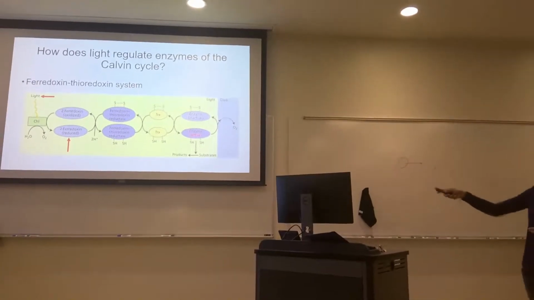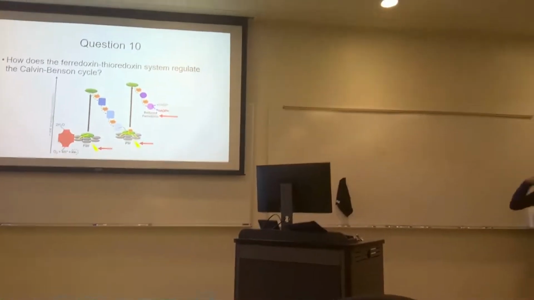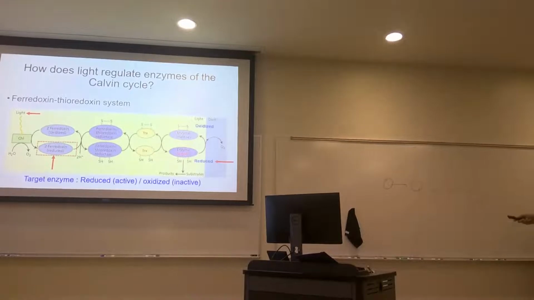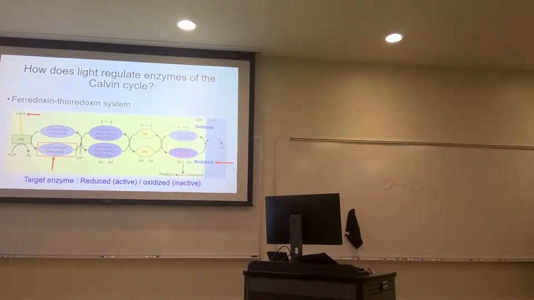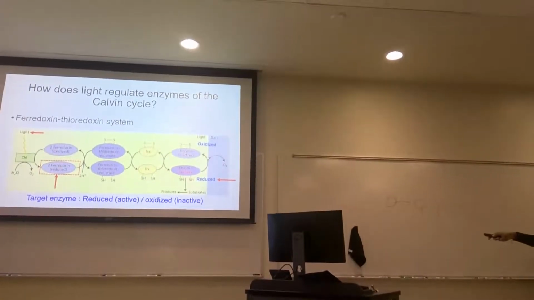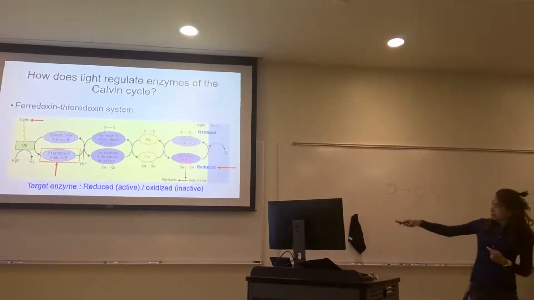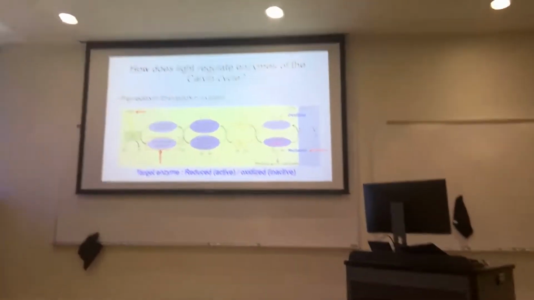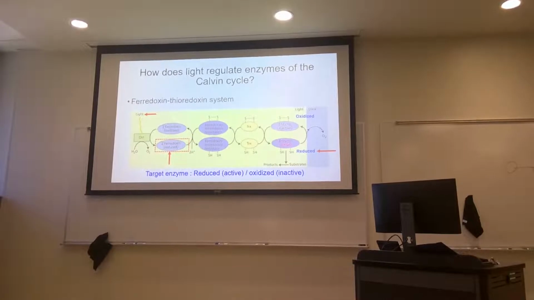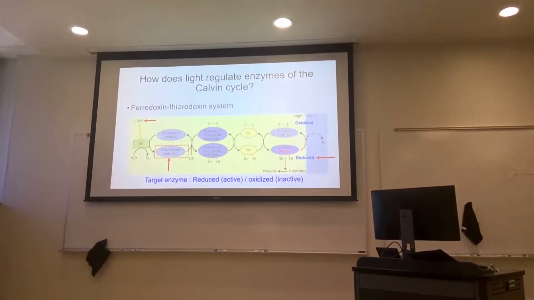So you need light and this reduced ferredoxin, which is the last product, to reduce four things that we don't care what they are, to basically activate those enzymes in the Calvin cycle that are regulated by light. Because ferredoxin is reduced, and that reduces something, and that reduces something. When the enzymes are reduced, they are active, but if they are oxidized, they are inactive. And that's how light, by reducing ferredoxin, will reduce the enzymes that are going to be activated by light. Yes?